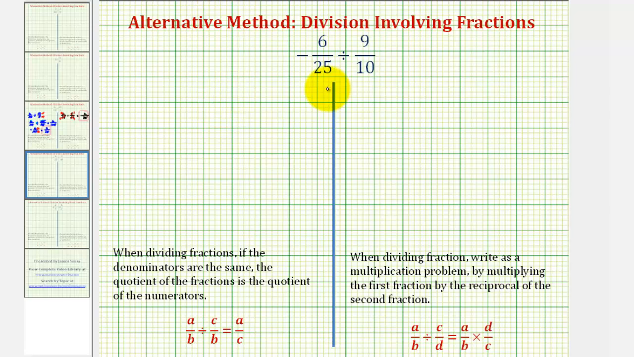Welcome to a division problem involving fractions. For this example, we're going to find this quotient using an alternative method where we'll find a common denominator, and once we have a common denominator, the quotient will be equal to the quotient of the numerators.